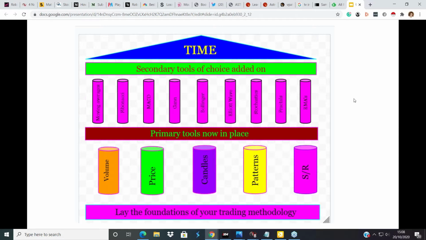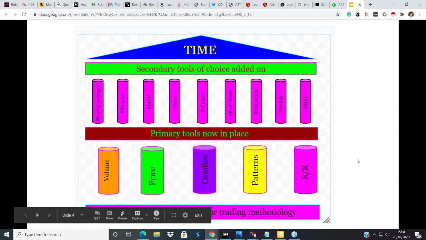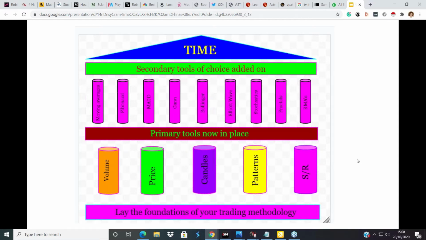We have actually taken it one step further, in as much that we have developed specific tools to support the primary methodology, the foundational methodology, based on volume, but also particularly based on support and resistance, because that is a hugely important element of VPA. So I just wanted to highlight that today.